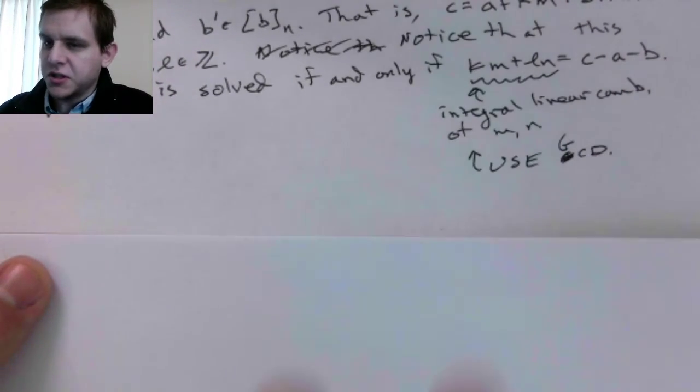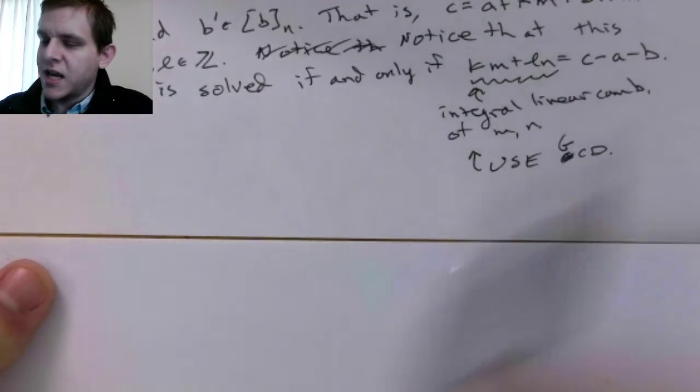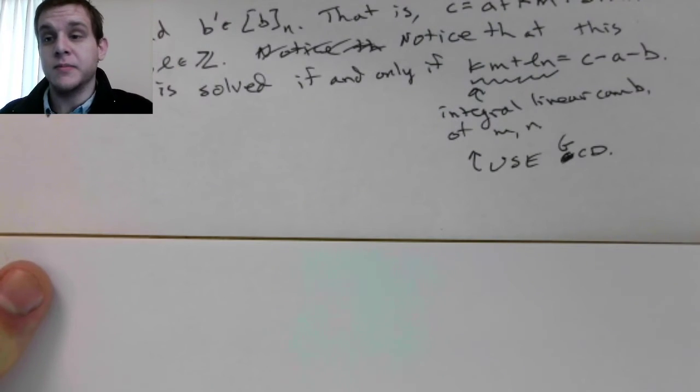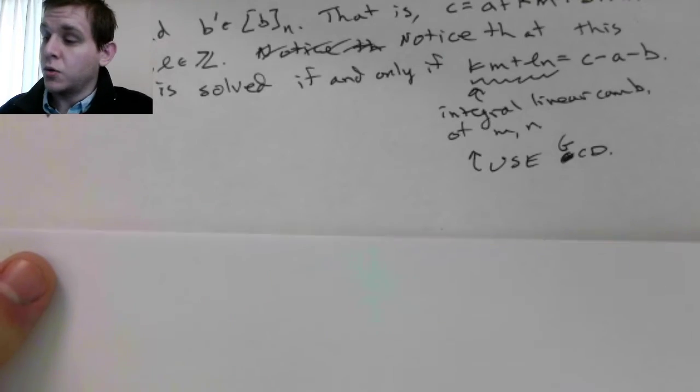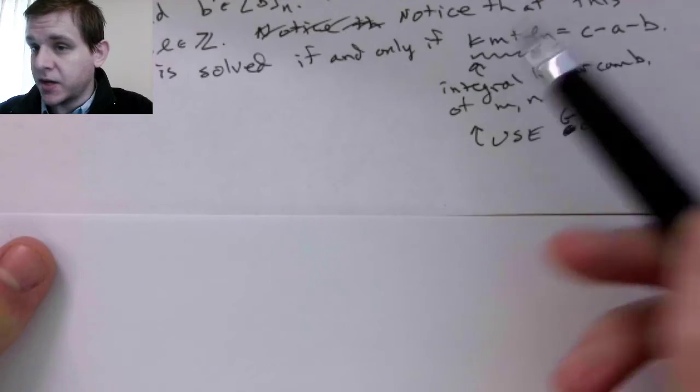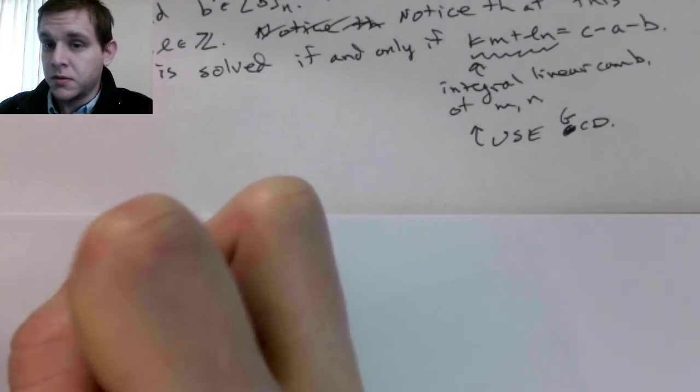Okay, so this is the equation we want to solve. C, A, and B are arbitrary integers, and M and N are fixed coprime integers. So let's remember what the GCD theorem tells us about coprime integers.